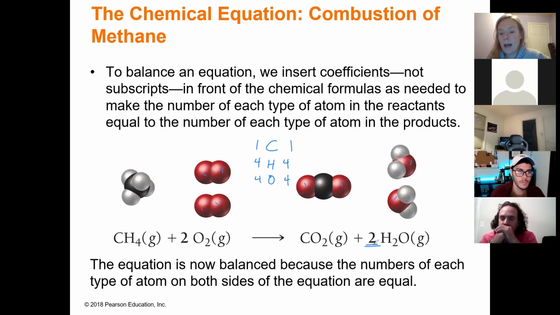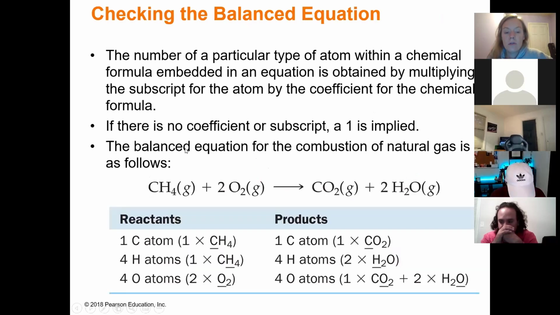So by adding a multiplier here and here, I now have equal numbers of atoms on both sides. Again, I didn't change any of the subscripts. I just added a coefficient. When you're looking at the coefficient, it applies to everything within the formula. So that 2 needs to get multiplied by the hydrogen. 2 times 2 would give you 4. It also needs to get multiplied by the oxygen. So they took inventory and everything equals out.